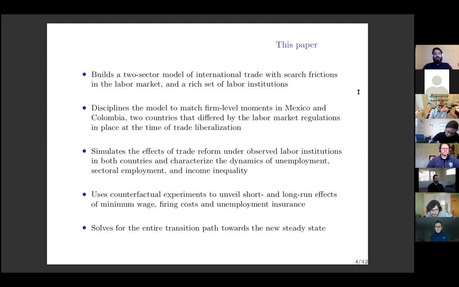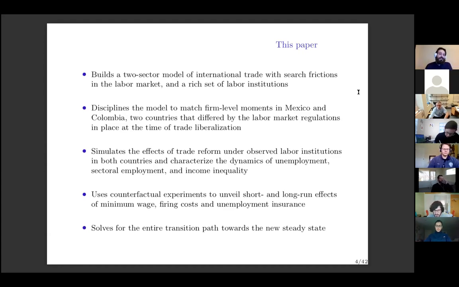So then I will use the model as a laboratory to do two major exercises. The first exercise is to simulate the trade reform under the observed labor market institutions in both countries, Mexico and Colombia, separately, to see whether the model could replicate the differences in the labor market dynamics observed between the two countries, in particular in the dynamics of unemployment, sector unemployment, job turnover, and income inequality.